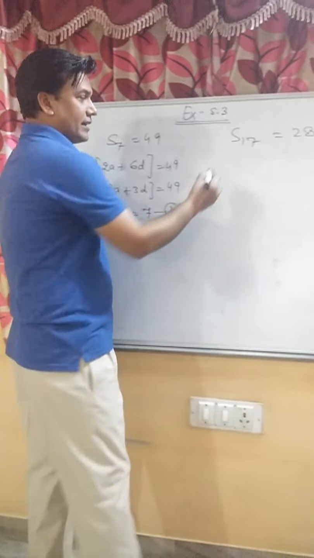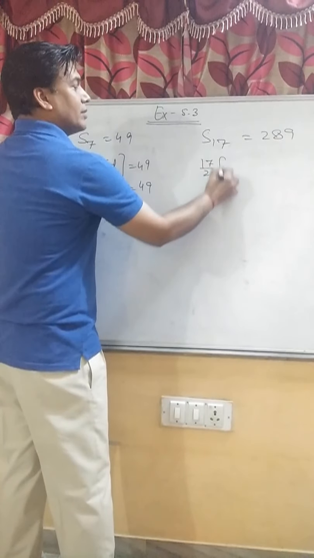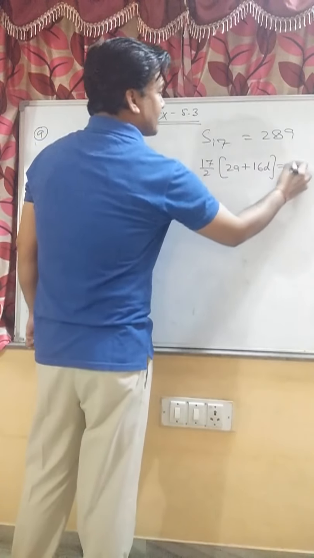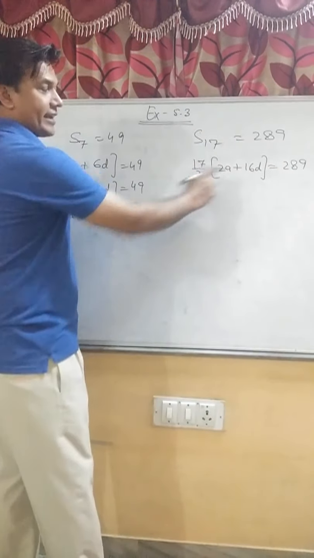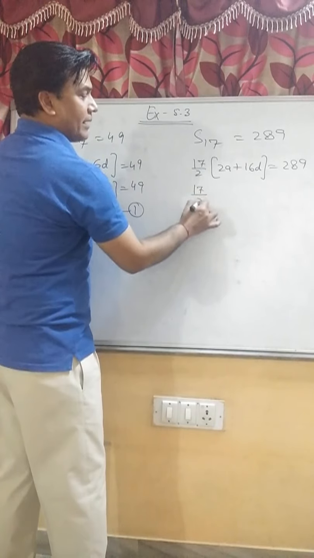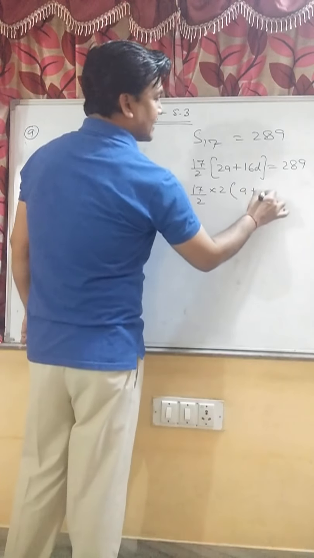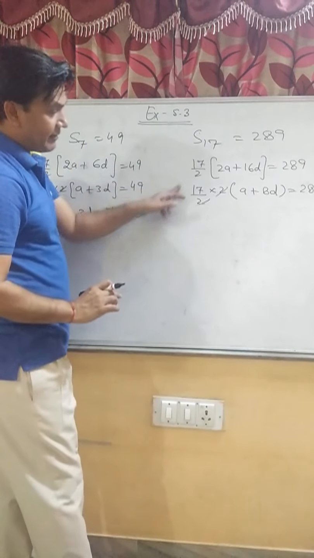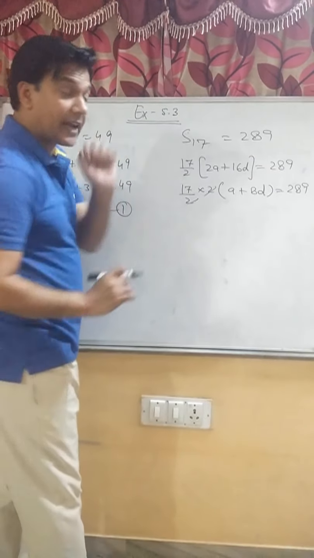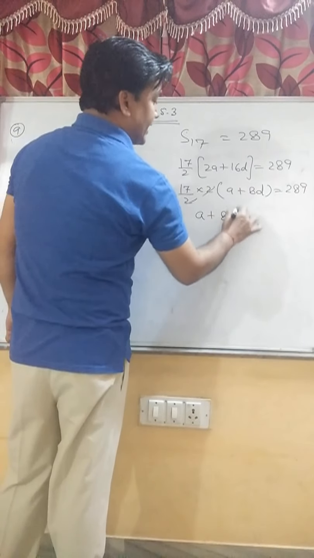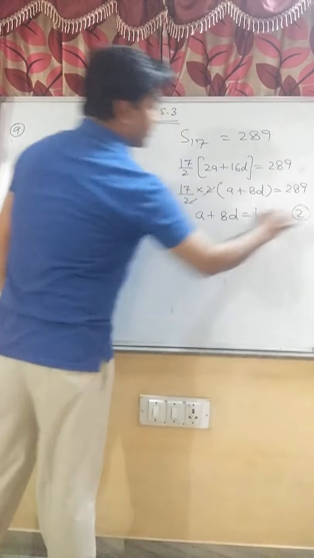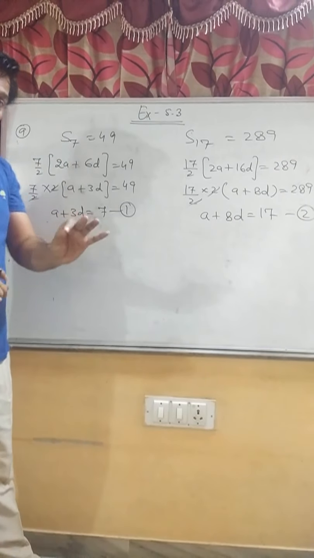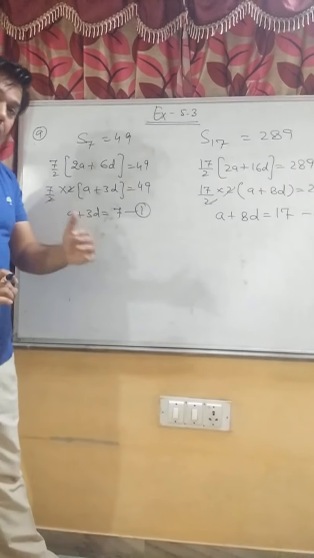Applying the same pattern here, 17 by 2, inside the bracket we have 2a plus 16d equals 289. Taking 2 as common, 17 by 2 into 2 bracket a plus 8d is 289. Cancel this 2, and 17 divides 289, 17 times. So a plus 8d equals 17, the second equation. Now we have these two equations. By applying the elimination method, we will get the value of the first term and common difference.